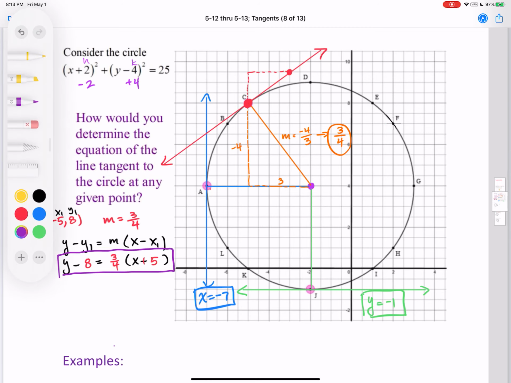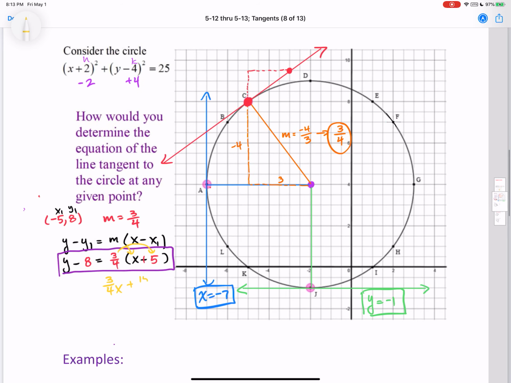So if we go ahead and do the math here, we just need to distribute the 3/4, and that's going to give us 3/4x plus 15/4. Okay, so now I have 15/4 is now equal to y minus 8. All right, so now all I got to do is get rid of that 8. So I just add 8 on both sides. Now, if I want to add 8, I want a common denominator. So I want to change that to 32/4.